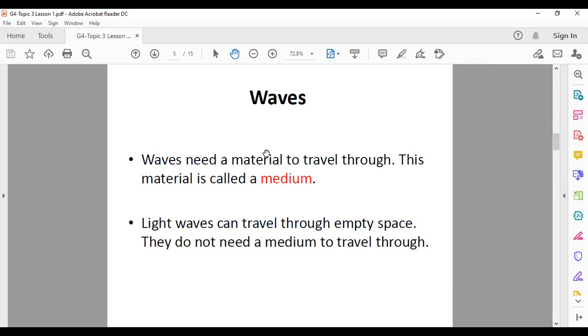Waves, in general, need a medium or a material to travel through, like air, water, solid. This material is called a medium. There is one exception: light waves are the only waves that can travel without a medium. They can travel through empty space. So light waves, like sunlight, for example, come to Earth through space. Light waves do not need a medium to travel through.